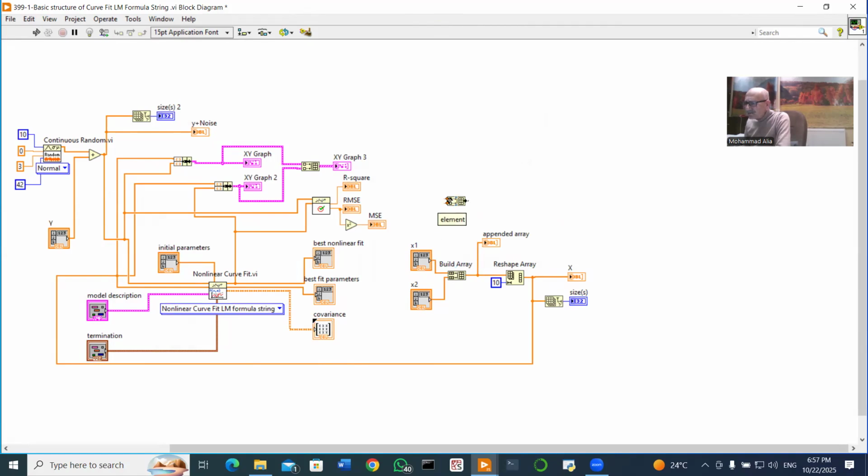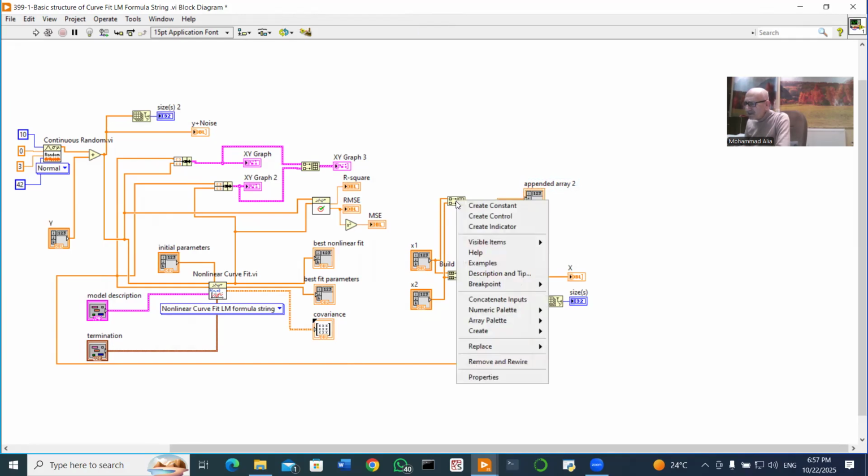If I connect this value, as you see here, and connect the other value, at the output I now get a two-dimensional array. As you see, two wires, two-dimensional array. This is not required. I do not need it like that. I need to concatenate x1 with x2. What should I do? I have to right-click on the build array function and select concatenate inputs.